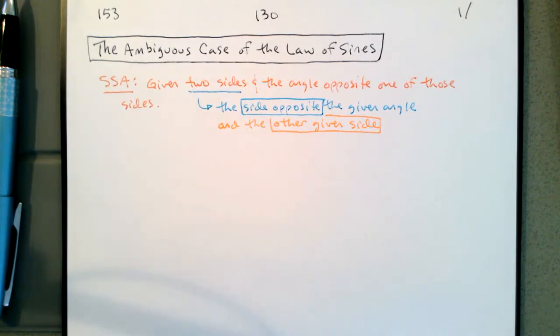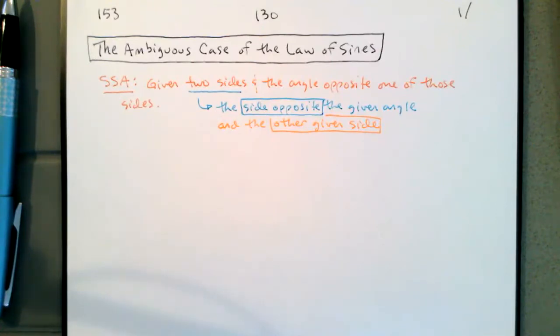The unambiguous case of the law of sines is when we're given two angles and one side. Because once we have two angles, we have three angles. We're just subtraction away from three angles. But this case, where we're given two sides and the angle opposite one of those sides, that's the ambiguous case of the law of sines.